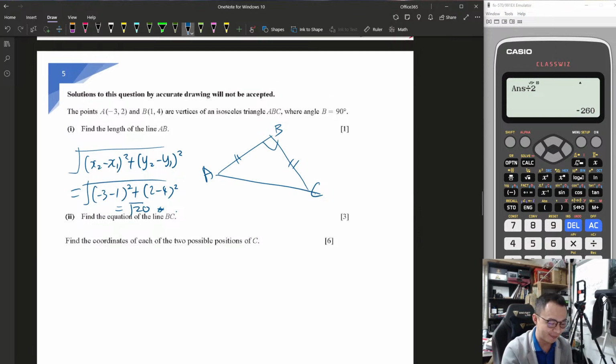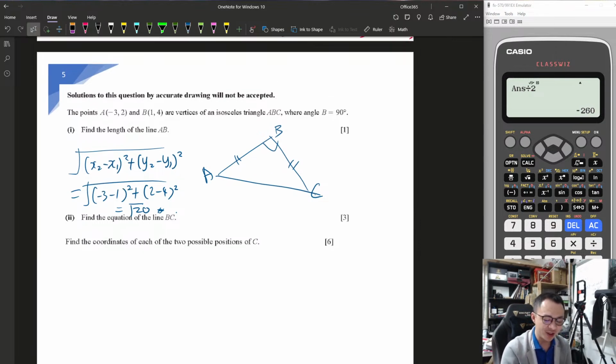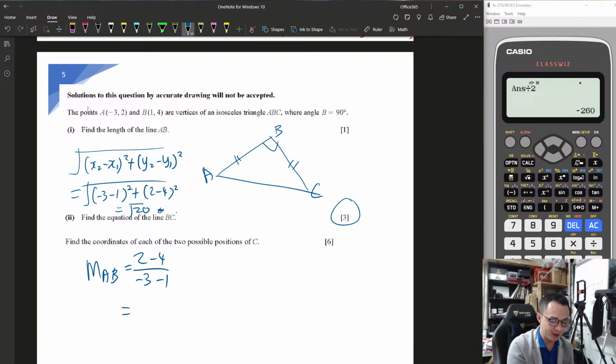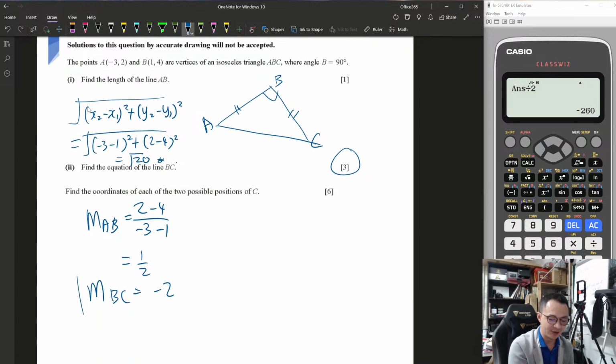If I didn't make any mistake. Next, find the equation of BC, for 3 marks. We can find BC easily, but first we need to find the gradient of AB. Use the gradient formula, change in y over change in x. So this one should be 1 over 2. Then I can get the gradient of BC, which is negative 1 over the gradient of AB, which is negative 2.